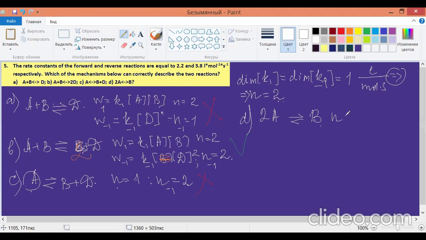And the rate of the forward reaction is equal to 2 because of this coefficient. But the rate of the reverse reaction is equal to 1 because the coefficient before B is equal to 1. For that reason, it's not okay. In other words, the only correct answer is option B.